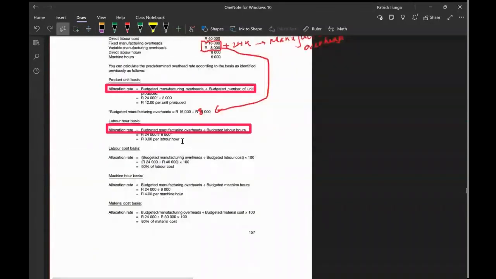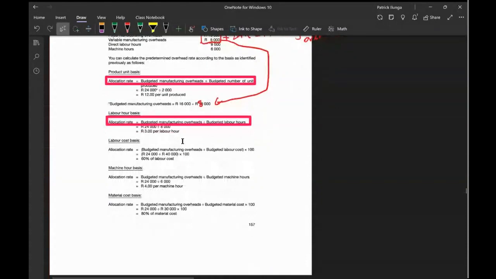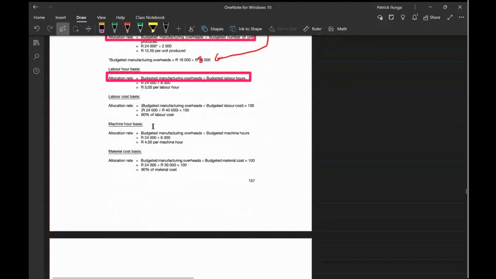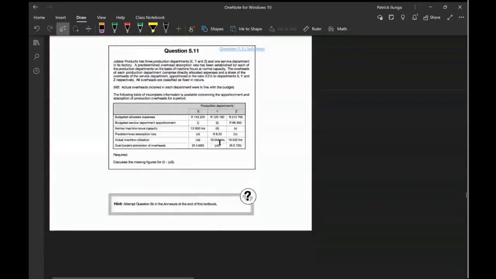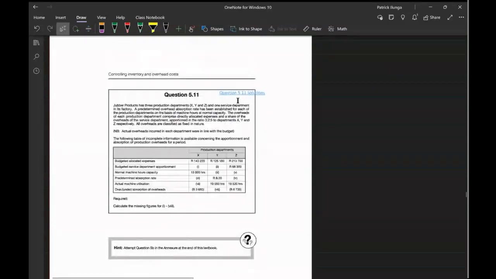Okay, so we can do the same for the labor hours, the people that we're paying. For example, 3 rand per labor hour. Okay, and for the machines, we can do also the same. What is the allocation rate? We're going to look at the total machine hours. So we take the total budgeted manufacturing overhead divided by the budgeted machine hours. Straightforward. Okay, I've also added this, which some of you might appreciate.